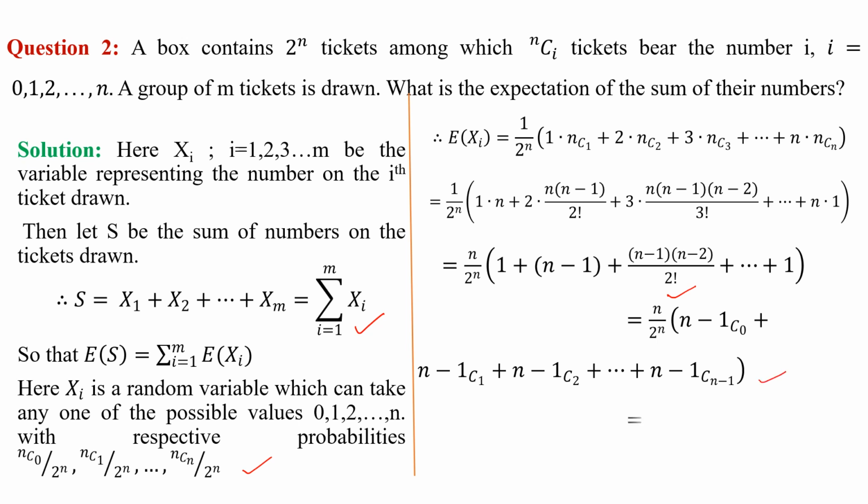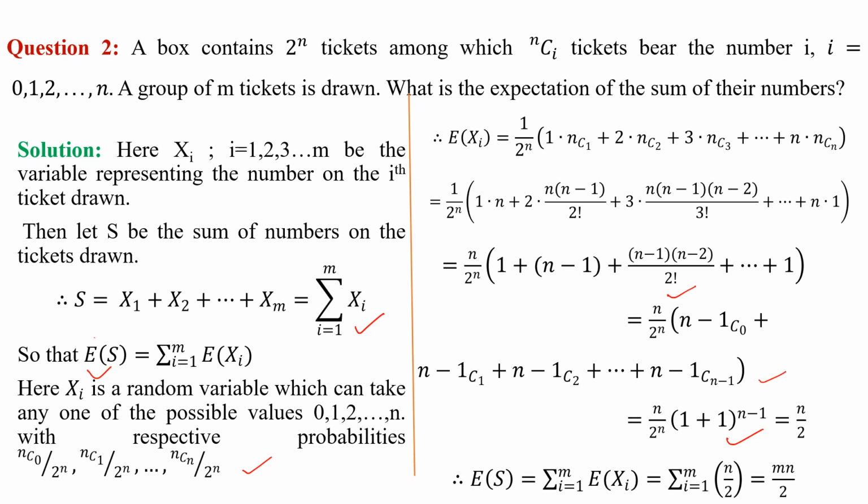So what we can analyze here, by binomial expansion that we learn, this will be equal to (1 plus 1) to the power n minus 1. So it is n by 2 directly that we can write. So E(Xi) is n by 2, but the expectation of S is the summation part, up to m, so it is the summation i equals 1 to m of n by 2. So the final answer is m into n by 2. So that is your final answer.